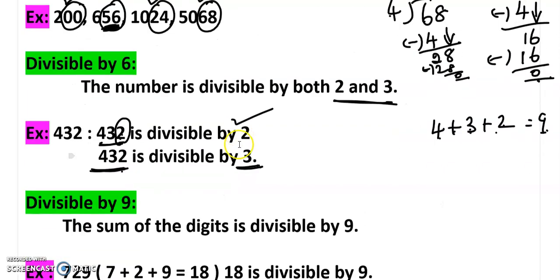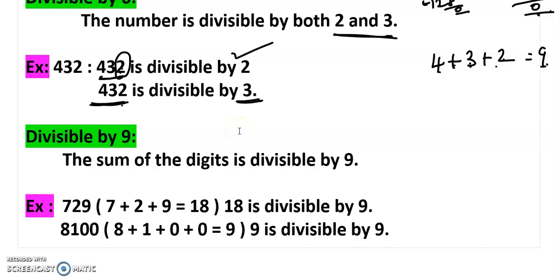Next one, divisible by 9. See, listen children, same as 3. Divisible by 9 also: the sum of the digits is divisible by 9. Sum means addition, I told you already. Sum means add. So they have given 729. If you add 7 plus 2 plus 9, it is 18. So 18 is divisible by 9. Then we can say 729 is divisible by 9.